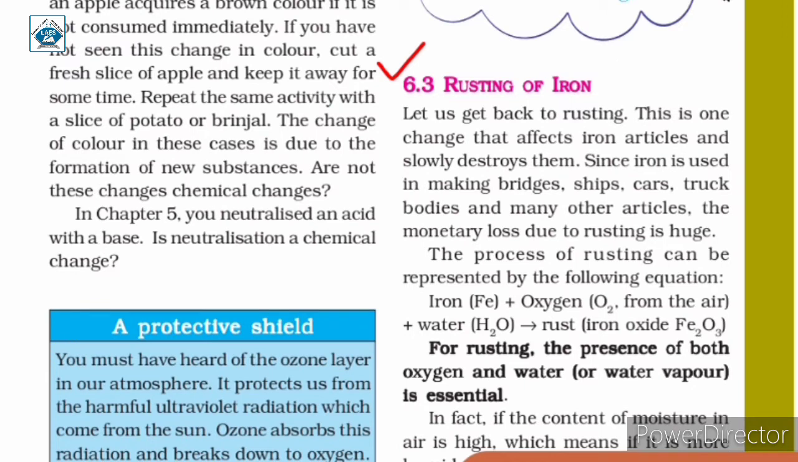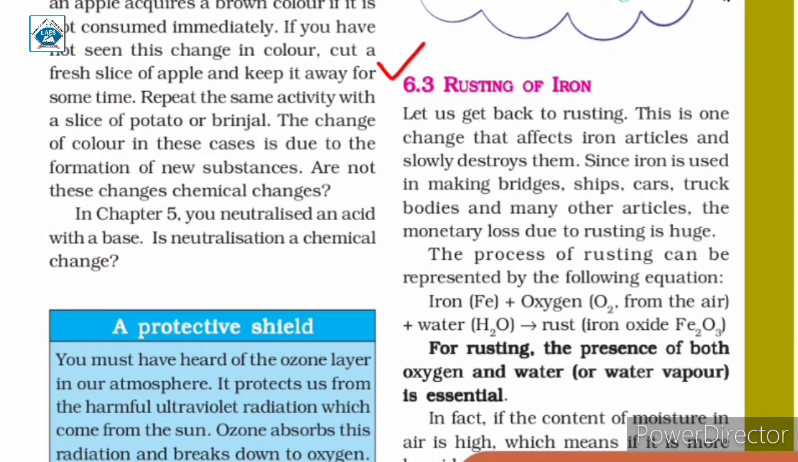Rusting of iron. Let us get back to rusting. This is one change that affects iron particles and slowly destroys them. Since iron is used in making bridges, ships, cars, truck bodies and many other articles, the monetary loss due to rusting is huge. Let us now discuss rusting of iron in detail.